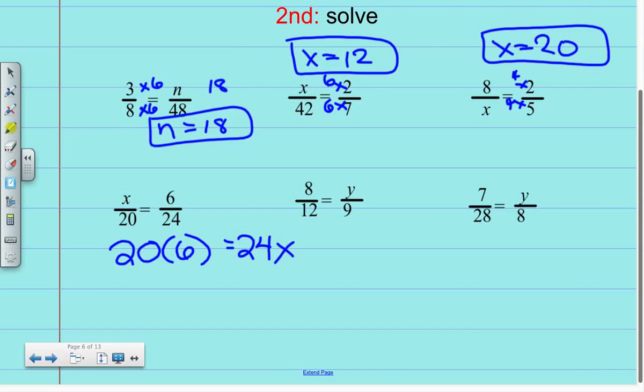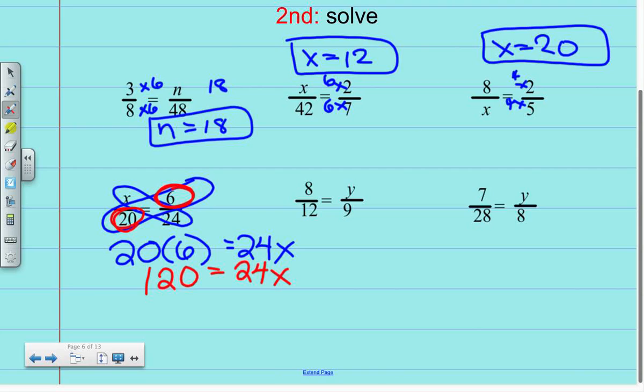What that means is I'm setting my proportion equal to each other, my cross product. So I say this times this, that's what I have over on the right side, is equal to that times that. Now notice where my 20 and 6 came from: the diagonal. I have this 20 times that 6. I want you to identify that quick. Well, 20 times 6 is 120, which is equal to 24 times x.